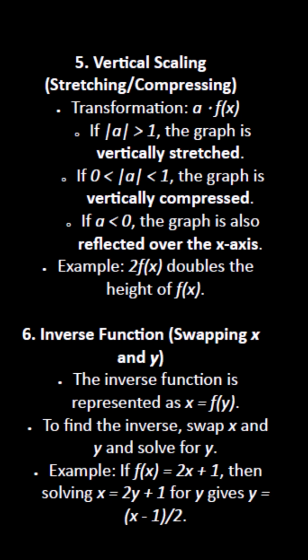Direct effect on the output. Each point (x, y) on the original graph moves to (x, y plus a) for an upward shift, and to (x, y minus a) for a downward shift.